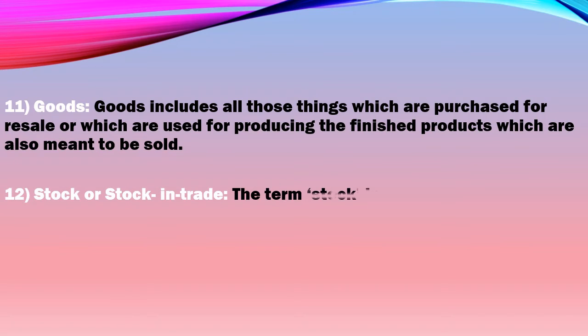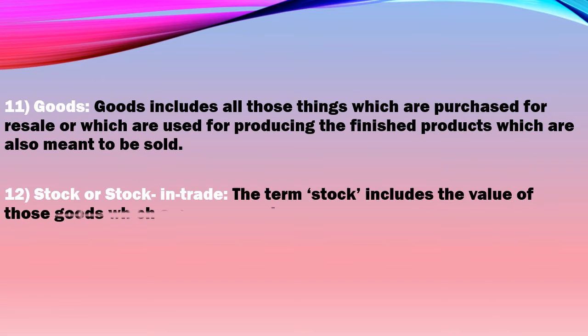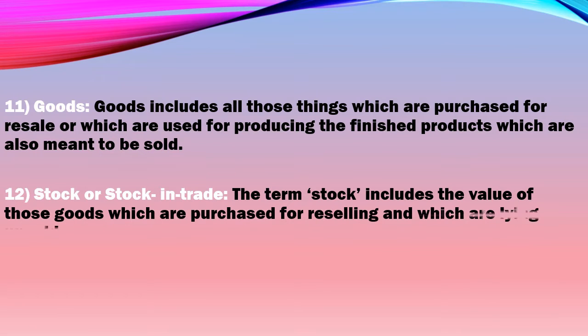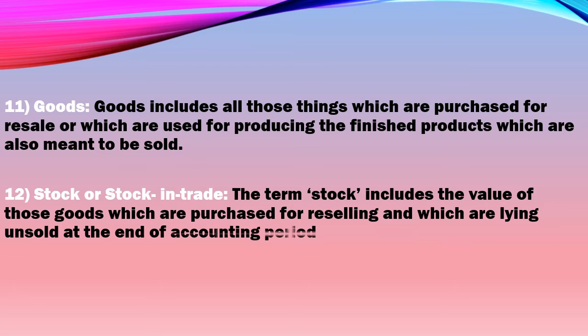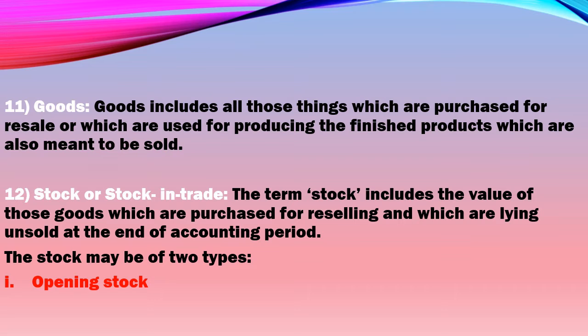Stock or stock in trade. The term stock includes the value of those goods which are purchased for reselling and which are lying unsold at the end of the accounting period. So stock of goods are those goods which were purchased for reselling but they are still lying unsold at the end of the accounting period. The stock may be of two types. The first one is opening stock and the second one is closing stock.